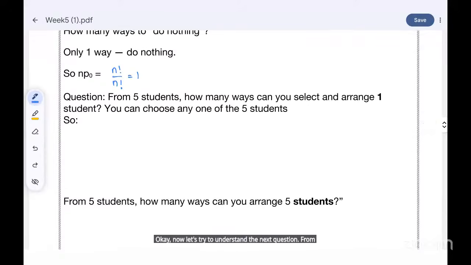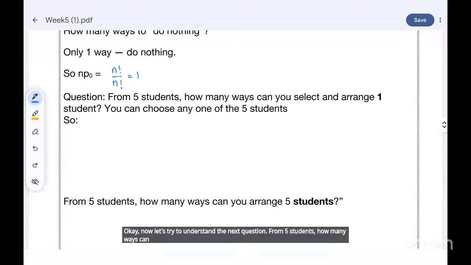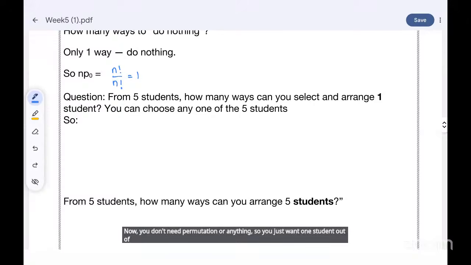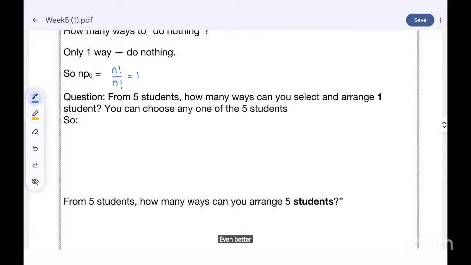From 5 students, how many ways can you select and arrange one student? You can choose any one of the 5 students. You don't need permutation or anything. You just want one student out of 5. So how many options do you have? It's even simpler than the very first question. Yeah, just 5 ways.